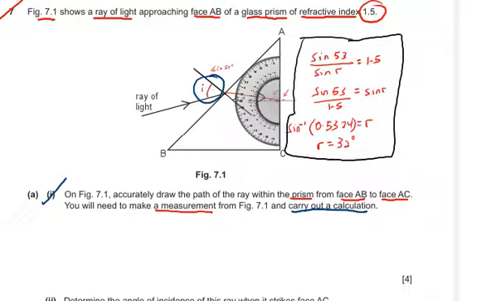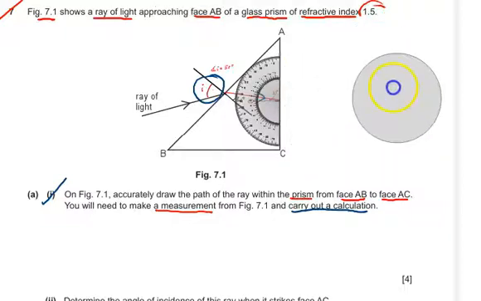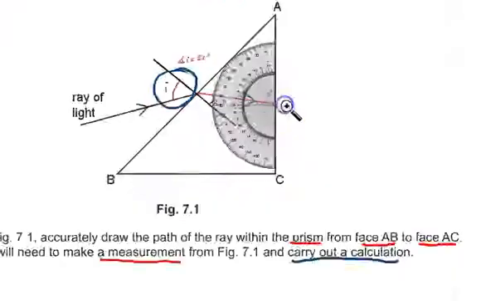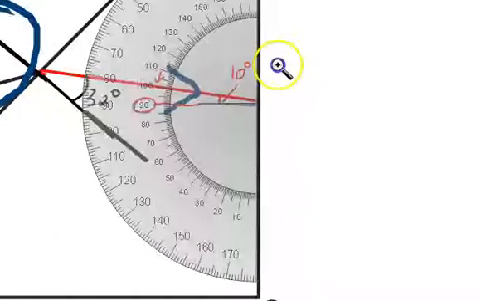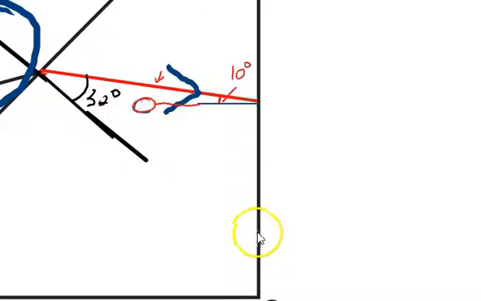Now I'm going to erase this part, and I'm going to cancel off this compass. Now you draw again the straight normal line. Continue again, normal line.